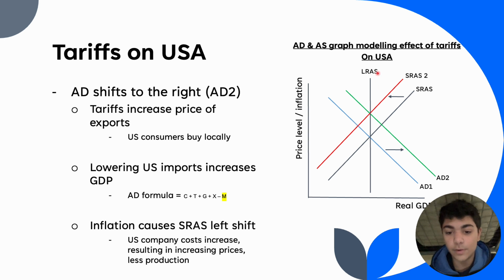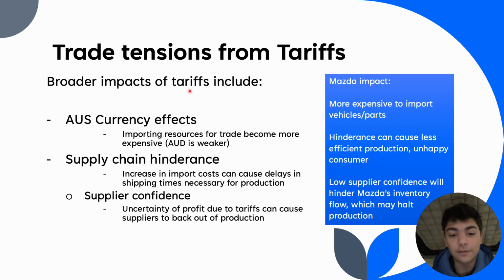And so we can see that the long run aggregate supply stays the same, and this is because this change is due to inflation and not different sort of resource changes and innovation. Now let's look at the broader impacts of tariffs.